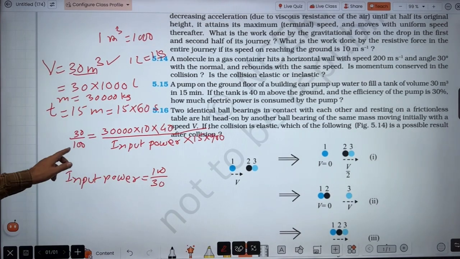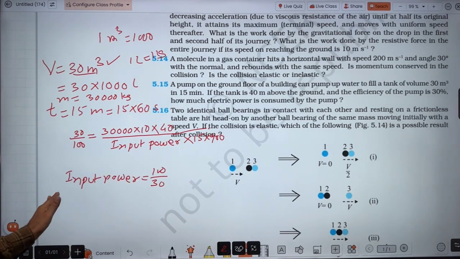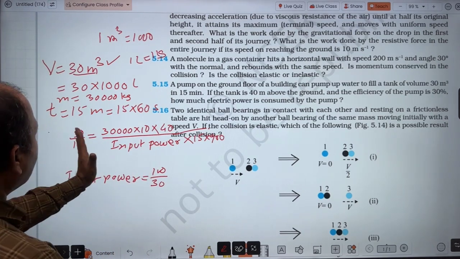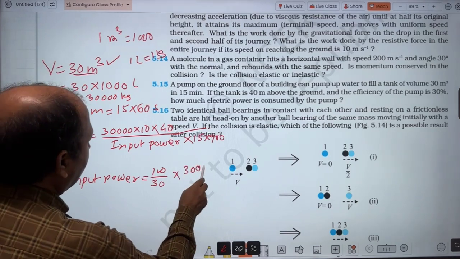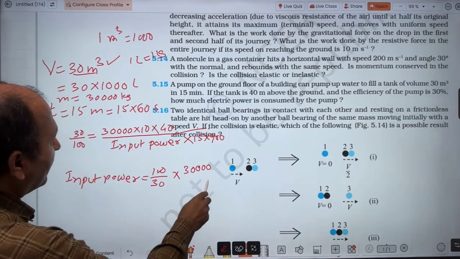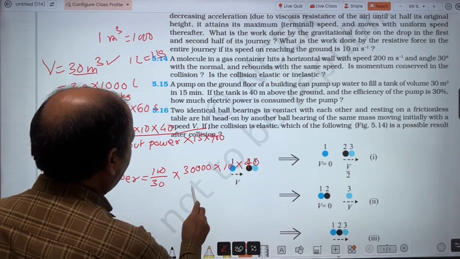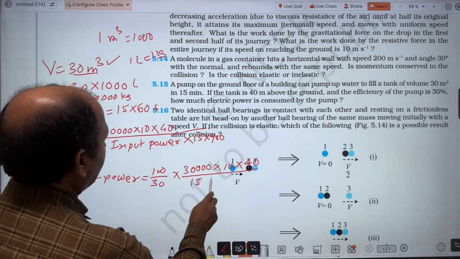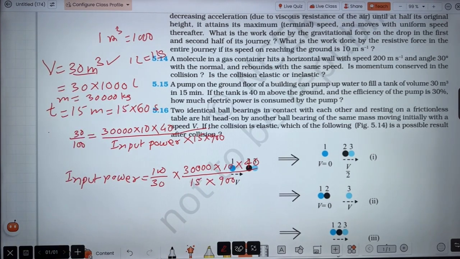So now we simplify. 100 into 100 divided by 30 into... we are taking this here and this here. So 100 by 30 multiplied by 30,000 multiplied by 10 into 40 divided by 15 into 900. Now we can evaluate it.